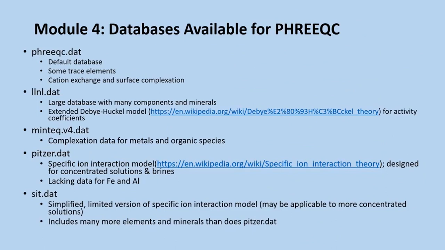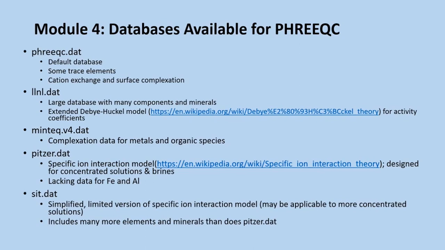So we're going to switch gears completely at this point onto another topic, and so let's discuss databases. FreakC comes with several, with the following being the major ones you will probably use the most. The first is freakc.dat. This is the default database. It has some surface complexation data as well as cation exchange equilibrium constants in it as well. We'll discuss these a bit later in another module.